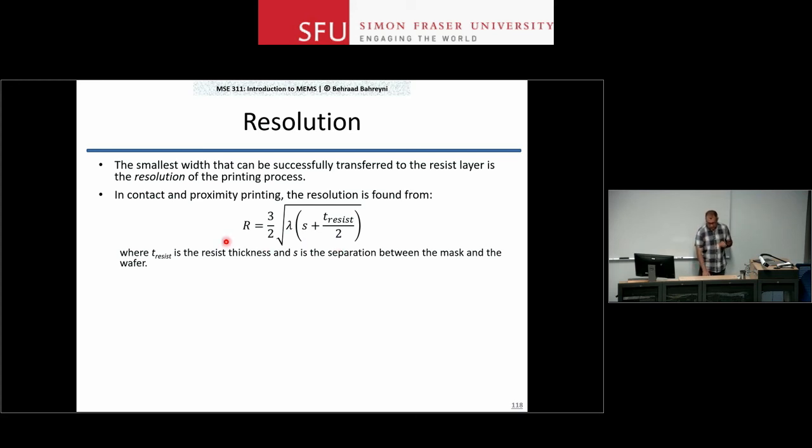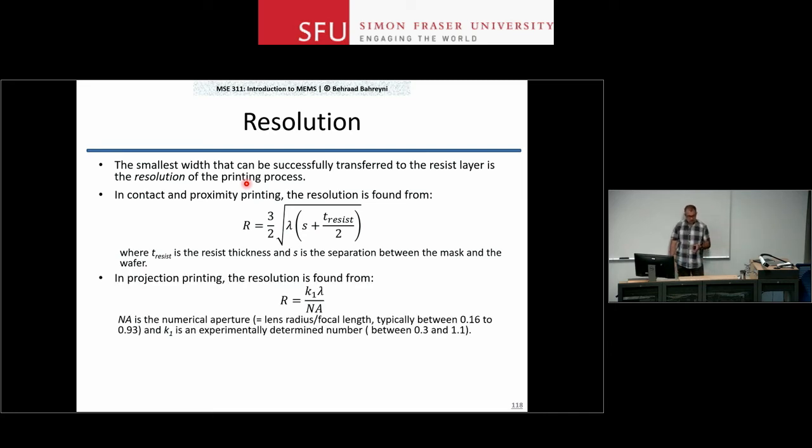So this is the expression, and you can actually go and use this to calculate the resolution under different conditions. If you increase the thickness of the photoresist, what happens, or if you have the possibility of changing the light source, what can you do with that? But usually lambda is not something that you can change unless you go and buy a new system.